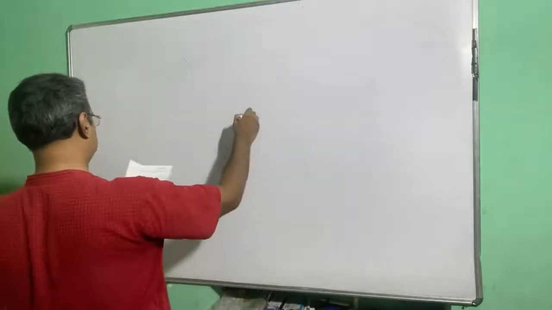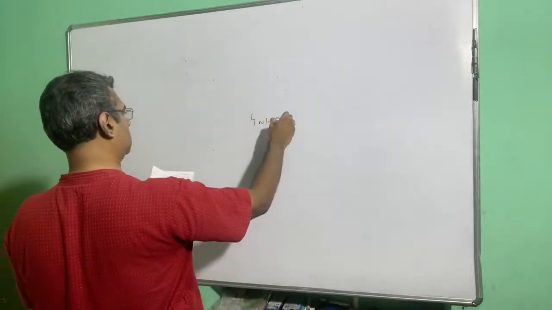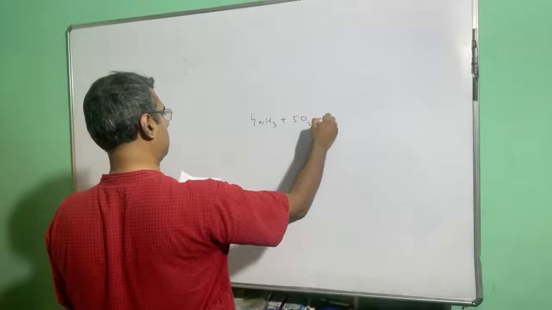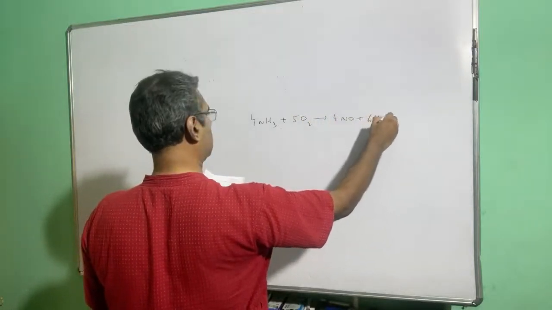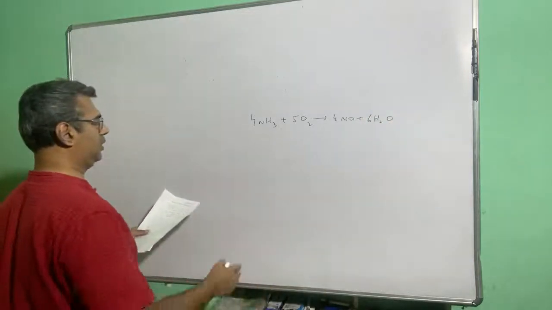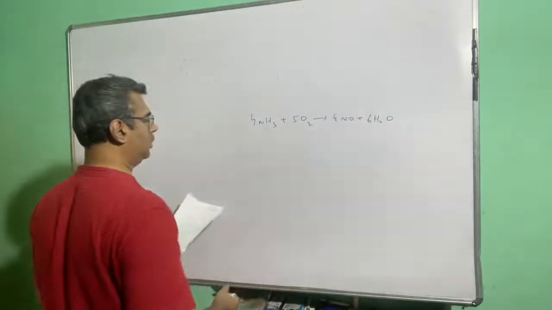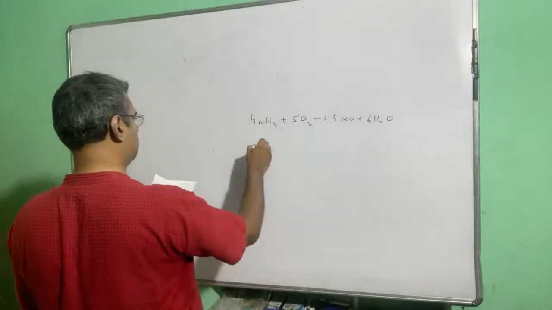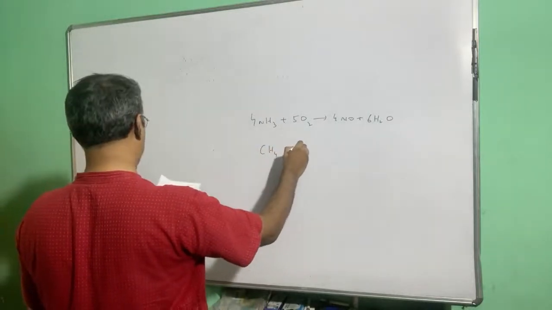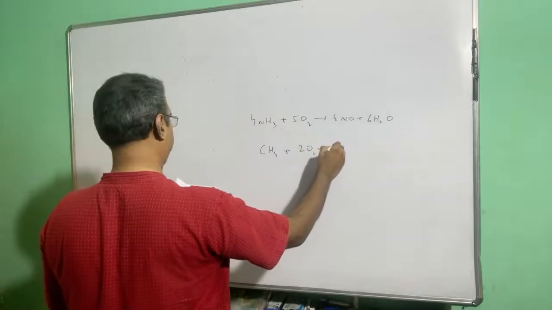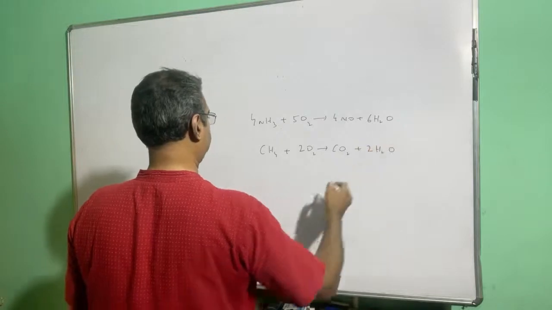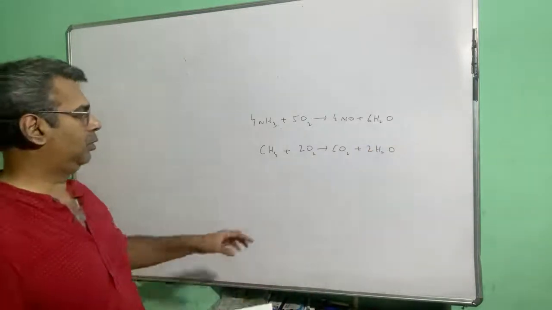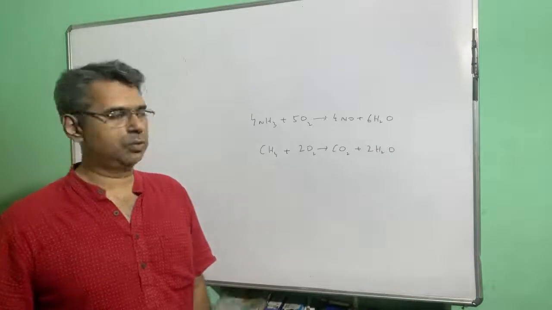Now, let's have a look at two reactions. This is the first reaction, 4NH3 plus 5O2 equal to 4NO plus 6H2O, and there's another reaction, CH4 plus 2O2 equal to CO2 plus 2H2O. Let's see these two reactions.